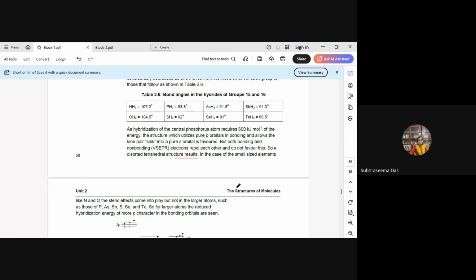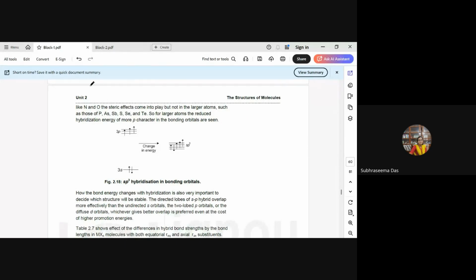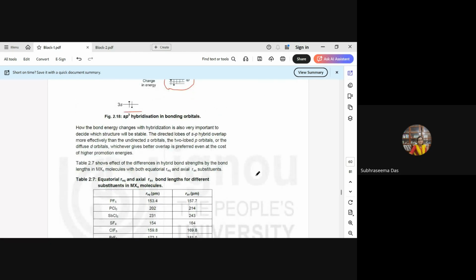In the case of small elements like N and O, the steric effects come into play, but not in the larger atoms, such as phosphorus, arsenic, antimony, sulfur, selenium and all such atoms. For these larger atoms, the reduced hybridization energy of the more p character can be seen. This is for the sp3 hybridization in bonding orbitals. Here it is 3s² and 3p³. Then with the change in energy this is how the sp3 hybridization in bonding orbitals shows.